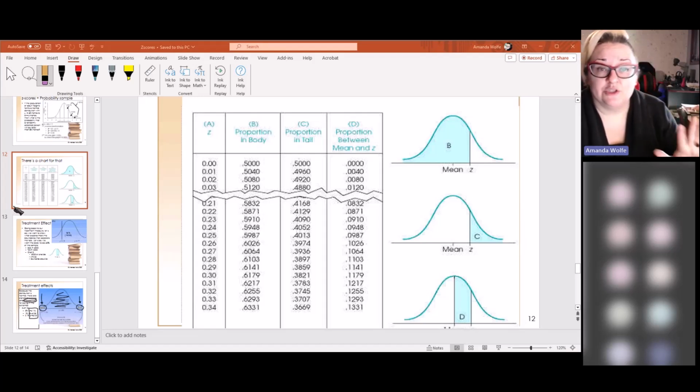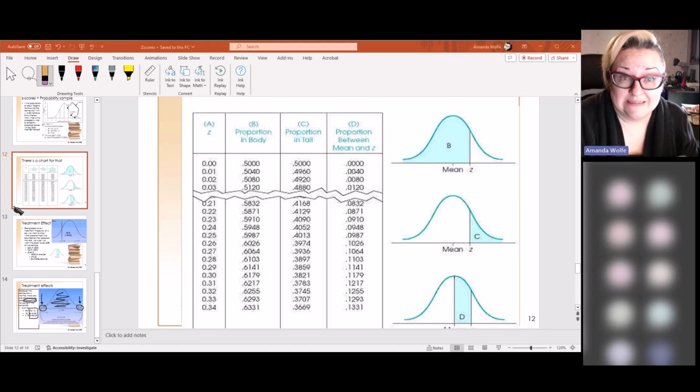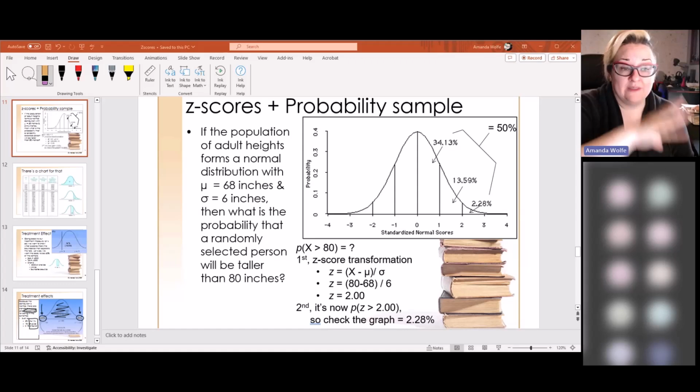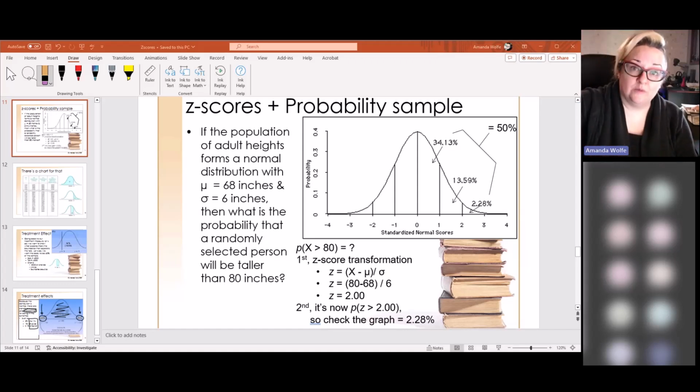So I have a slide in there just to remind you that the chart exists, but we're not going to use it, okay? And once you understand these things, like I said, that's going to help you when we get to the first module after the exam for understanding hypothesis testing.